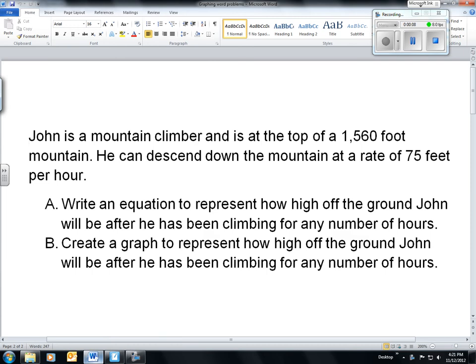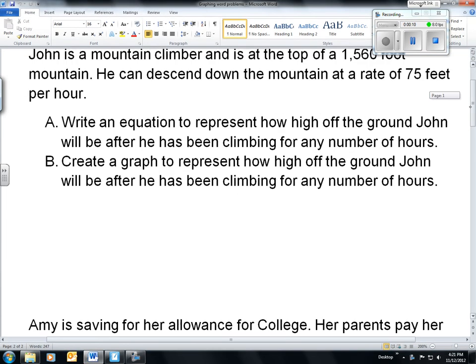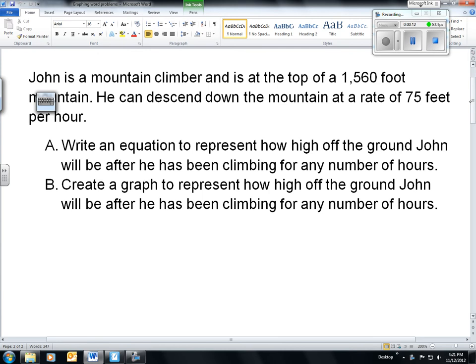Today we're going to be talking about graphing linear equations. And the first word problem we're going to start with is: John is a mountain climber and is at the top of a 1,560-foot mountain. He can descend down the mountain at a rate of 75 feet per hour. Part A says write an equation to represent how high off the ground John will be after he has been climbing for any number of hours.